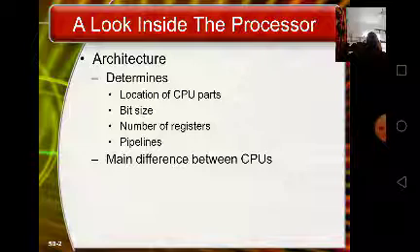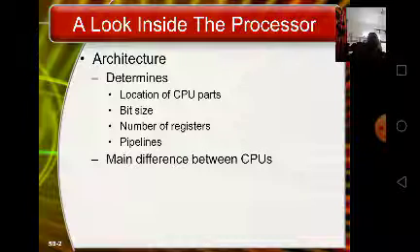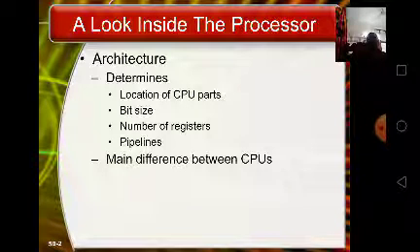A processor's architecture determines how many transistors it has and therefore the processor's power. The processor includes many other features that affect its performance. For example, a processor's performance is affected by the number of bits of data it can process at any one time.